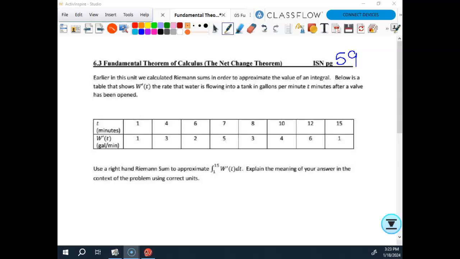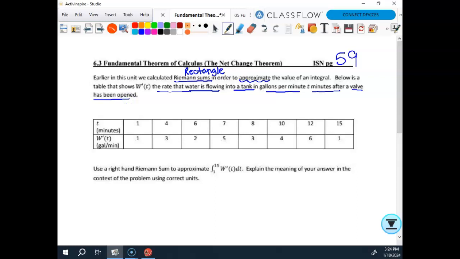All right, so it says here, earlier in this unit we calculated Riemann sums in order to approximate. So remember, when we are calculating the Riemann sums, remember when you see Riemann, that means rectangle. In order to approximate the value of an integral. Below is a table that shows W prime of t, the rate that the water is flowing into a tank in gallons per minute, t minutes after a valve has been opened. Okay, so they give us this info here.